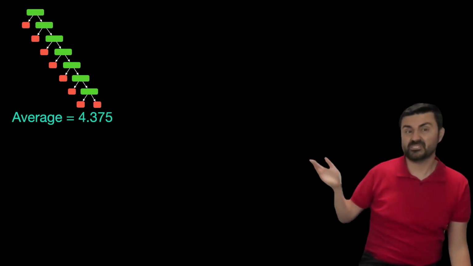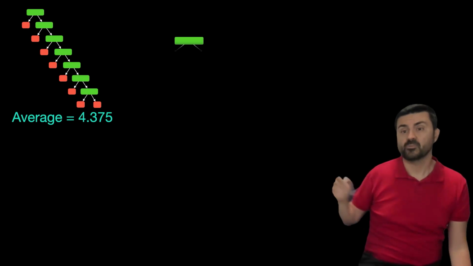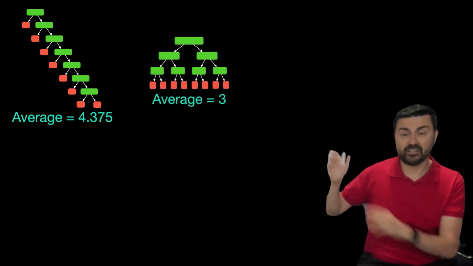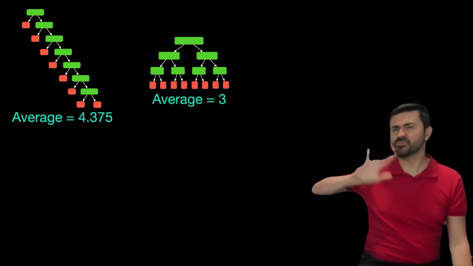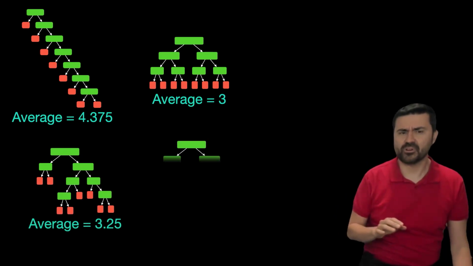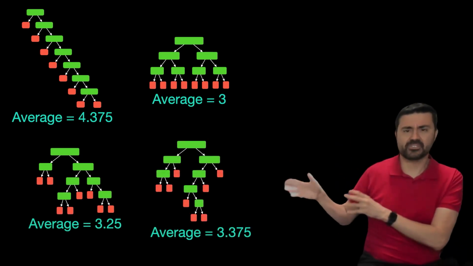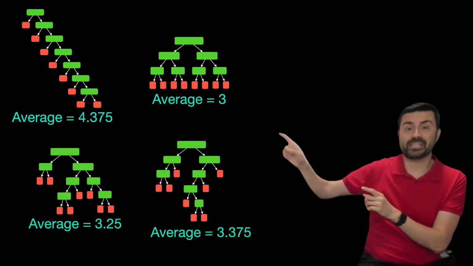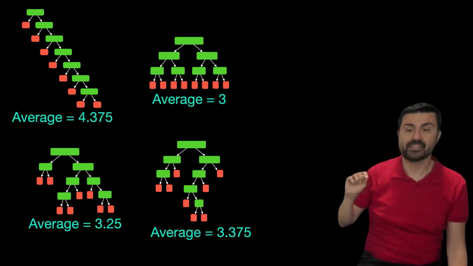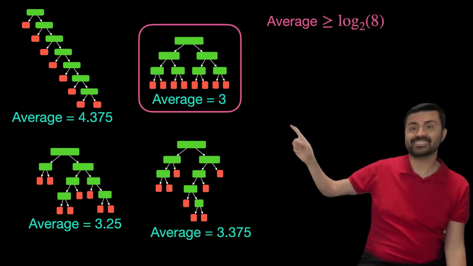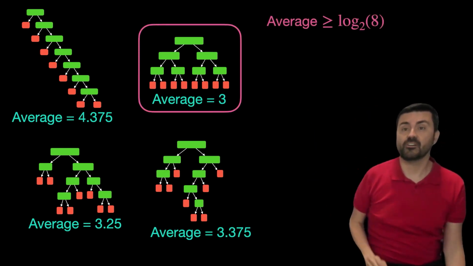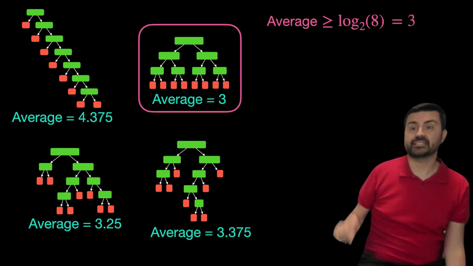So let's recap. We had the exhaustive tree, which is not a very good strategy. The average is 4.375. We have binary search, which is much better. It gives you an average of 3. And any tree that you draw, any strategy that you draw, will have some average number of questions that is bigger than or equal to 3. This is the best you can do. The best you can do is logarithm base 2 of the number of possibilities, which in this case is 3.